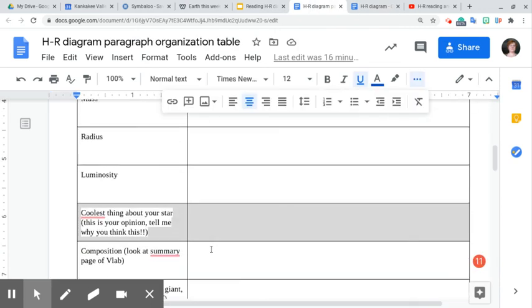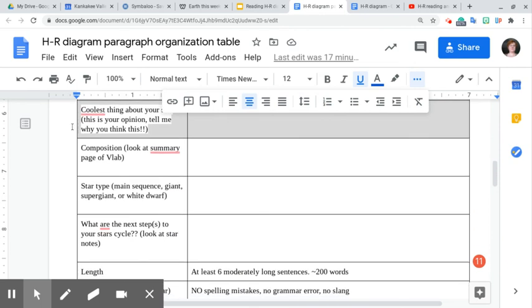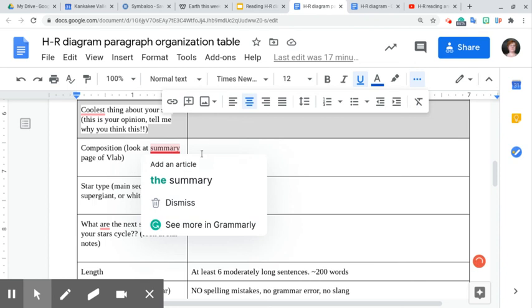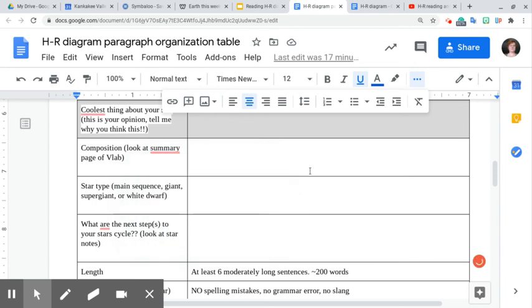Okay. Coolest thing about your star. This is opinion. It could be, why did you pick that star? It could be a comparison between your star and our sun. Composition. The summary page of the VLab. You have to have the VLab in front of you or this does not make any sense at all.